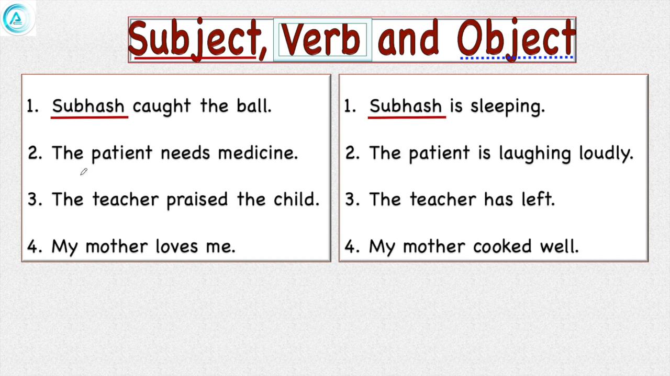In the second set of sentences, the patient needs medicine. The patient is laughing loudly. In both the sentences, the subject is the patient. In the third set, the teacher praised the child. The teacher is the subject, and here also the teacher is the subject. In this one, my mother loves me. So who is doing the action? My mother is doing the action. So my mother is the subject. My mother cooked well. Here also my mother is the subject.